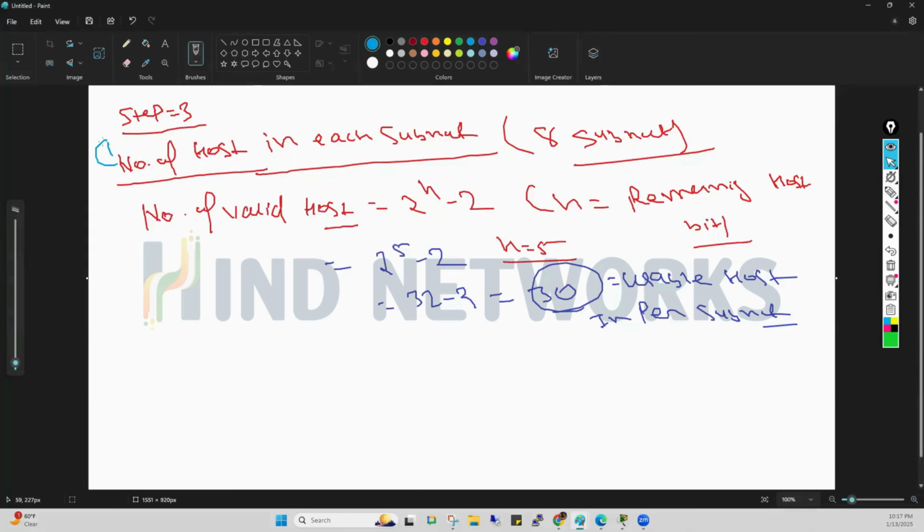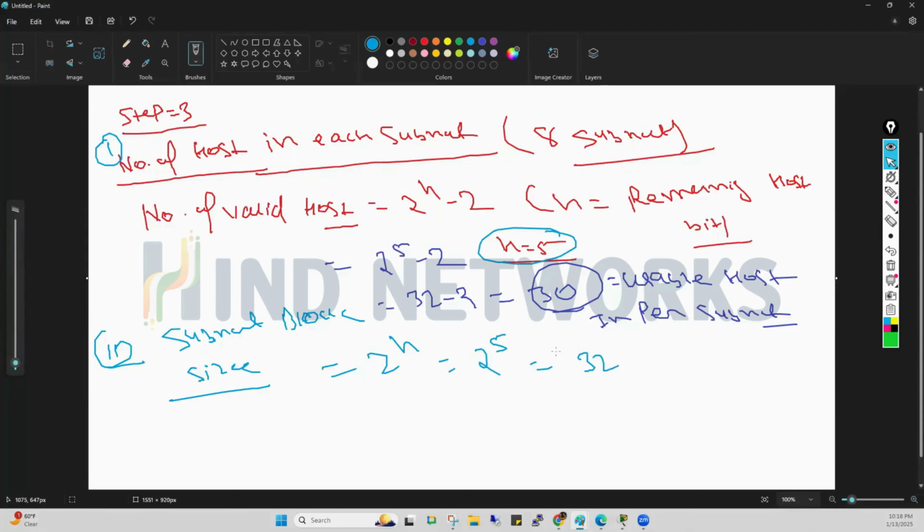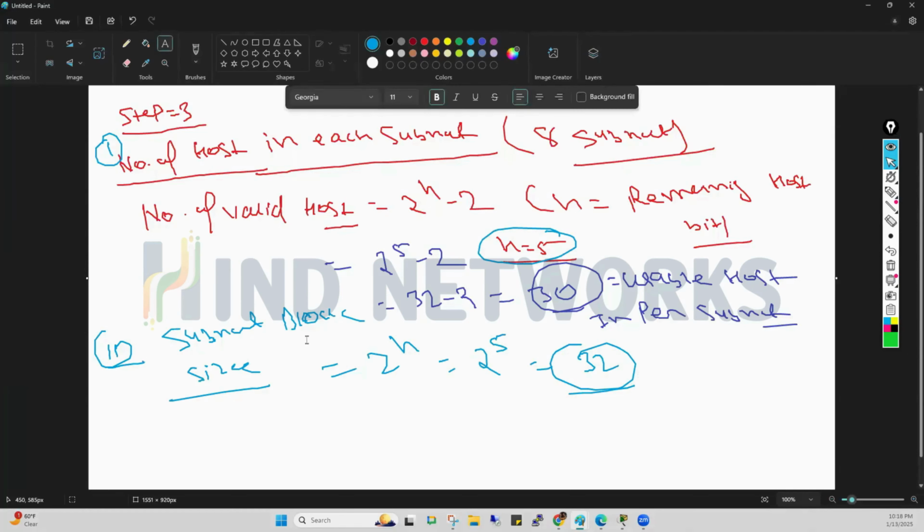This is part 1. In the same step, you need to calculate the subnet block size. Very easy: 2 to the power h. The value of h is equal to 5, as I already told you. So 2 to the power 5 is 32.